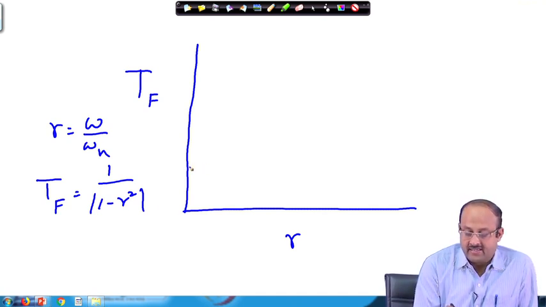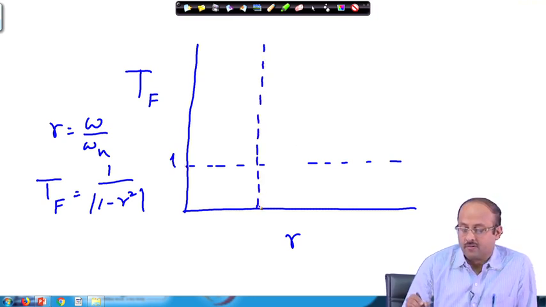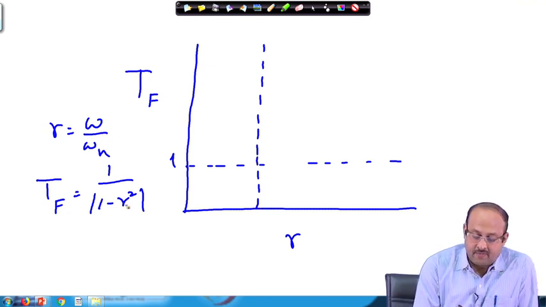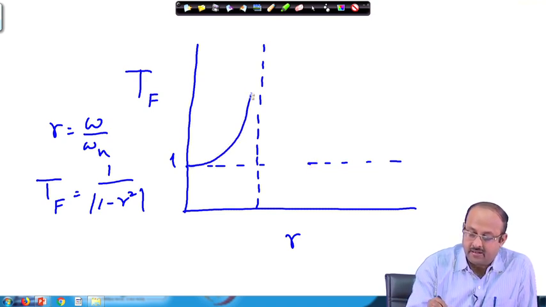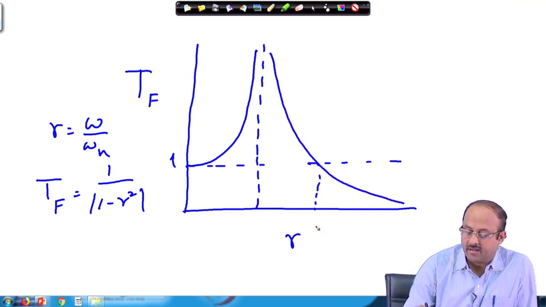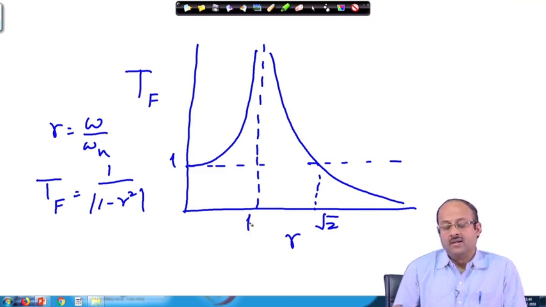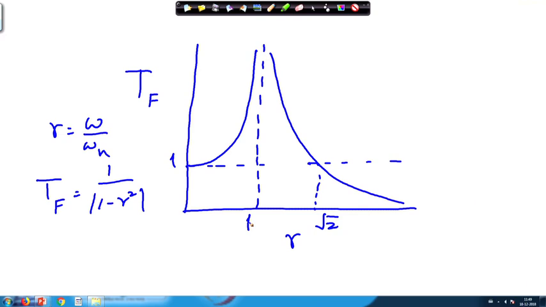What will happen when r is approximately 0? Then it will start from 1, and when r is equal to 1, it will go to infinity. Interestingly, when r is equal to root 2, it becomes equal to 1 again. So, the curve will be like this, and so on. This is the point root 2 and that is the point 1. So, you see that at high frequency excitation the transmissibility becomes low, whereas during resonance the transmissibility becomes quite high. Now, what will happen if damping is incorporated?